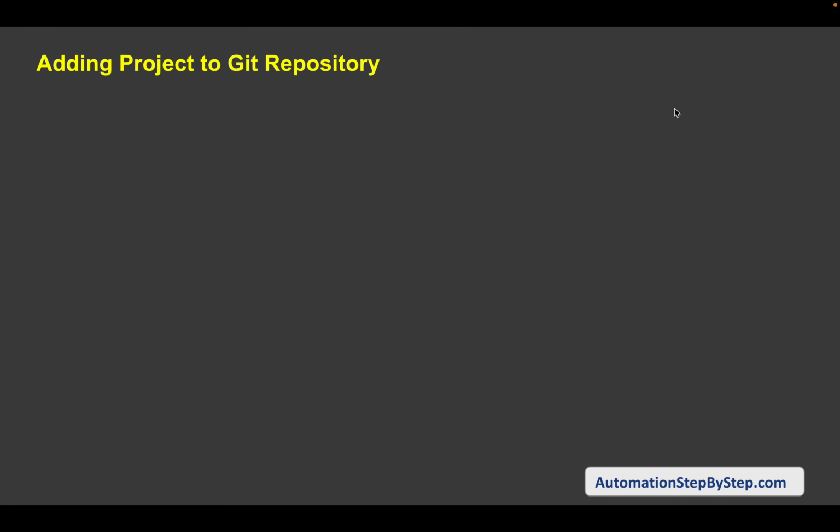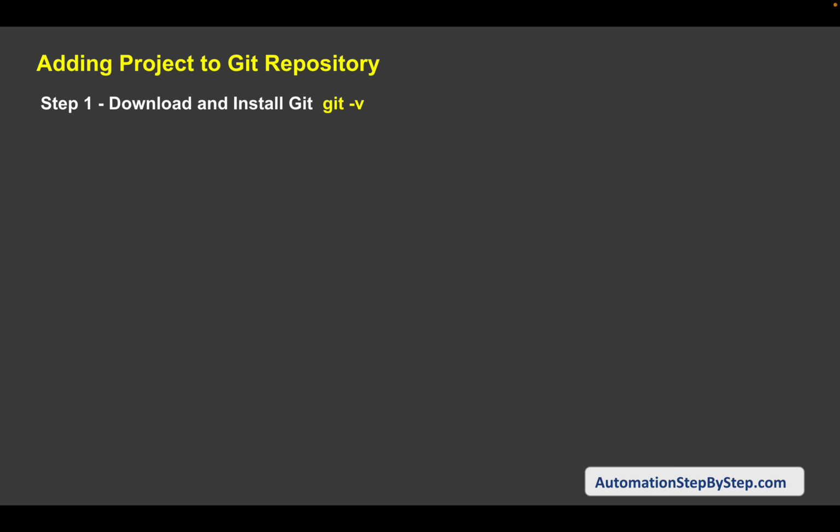Hello and welcome. So today we are going to add our project to a Git repository, and this is going to be very easy and very interesting, and I will show you step by step from scratch how to do it. Now this video I am creating as a part of our Selenium automation framework, but you can also use this lecture standalone to add any project or any folder to a Git repository.